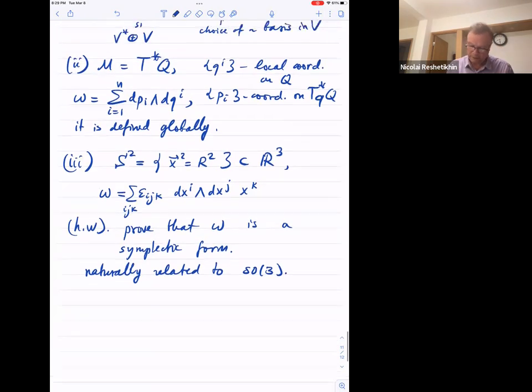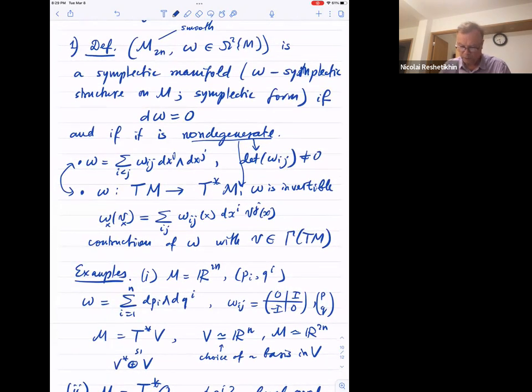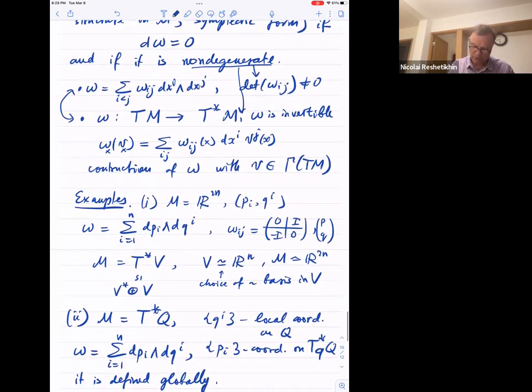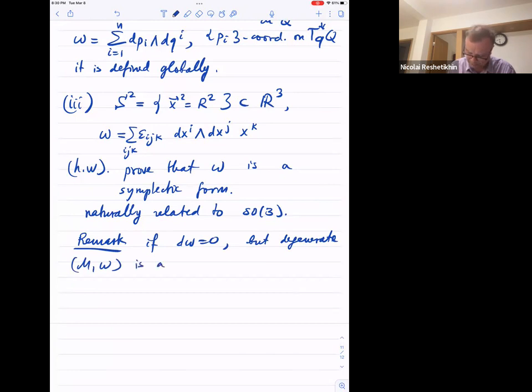So these are the three examples. Any questions about the definition? Maybe it looks strange at first, but it's something very natural. It's a closed form, and it's non-degenerate. Maybe I should make a remark: if omega is closed but degenerate, there are such things, and this pair is called presymplectic.